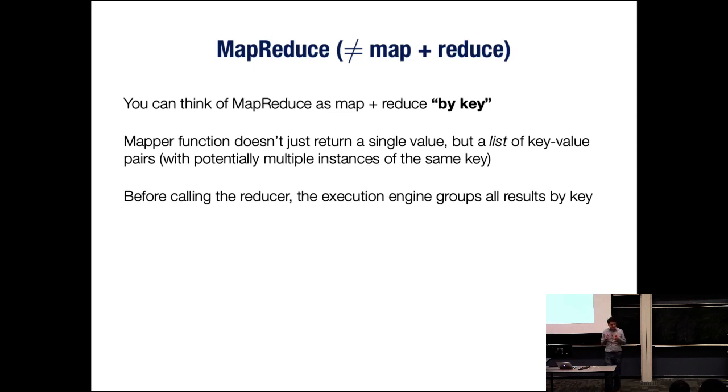And then the execution engine, before it calls the reducer, will take all those collections of key value pairs and group them by key. So the reducer gets a key and a list of all the values over all the map tasks that had that key. At least in the conceptual paradigm of MapReduce. Of course, there are some other ways you can speed it up in practice. Okay, so this is the cartoon picture of that.